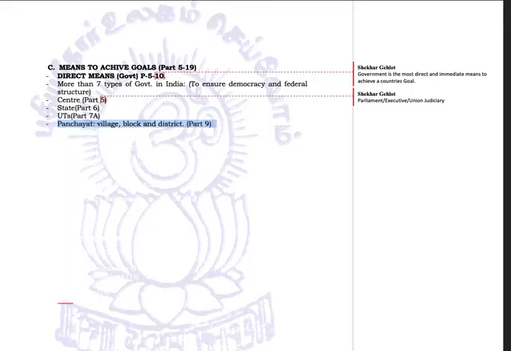Now then we have panchayat government, government at the panchayat level, which is bifurcated into 3 levels: village level panchayat, block level panchayat, and district level panchayat, which is in part 9. Then we have municipal government. Municipal government is another form of government which functions in the urban areas or municipal areas, like the Municipal Corporation of Delhi (MCD), or the Brihan Chennai Corporation.